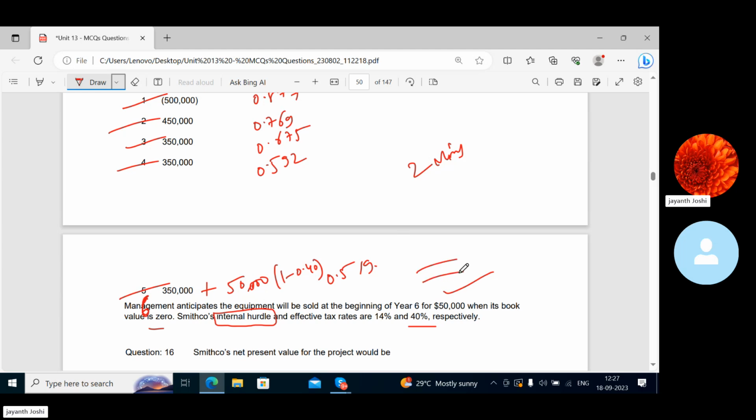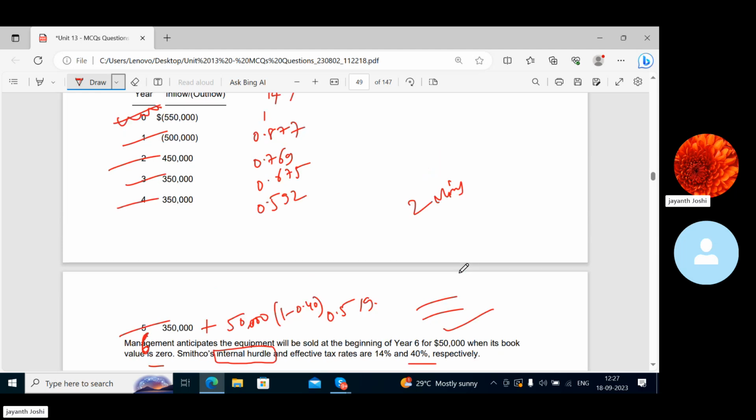I'm just waiting. In fifth year only you have deducted tax. Other 4 years? No, these are all after-tax cash flows.